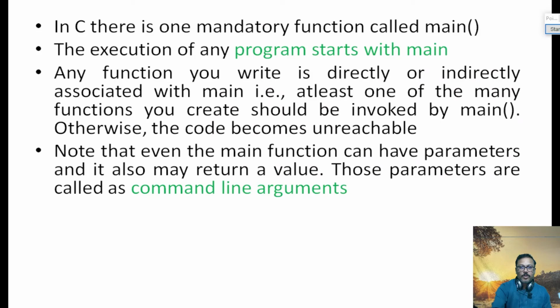In C, there is one mandatory function called main. So main is mandatory. The execution of any program starts with main. Any function you write is directly or indirectly associated with the main. That is, at least one of the many functions you create should be invoked by main, otherwise the code becomes unreachable. Why do you write the functions? Because you want to make use of the services of that function, whatever may be the service. So within the main there will be function invocations.